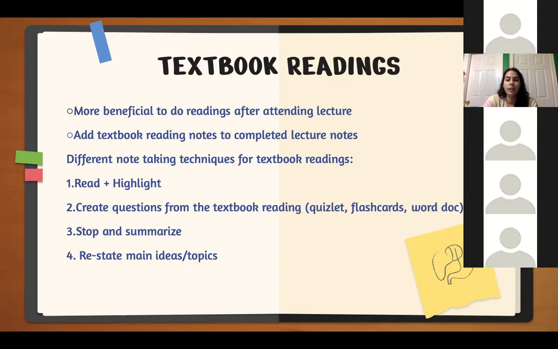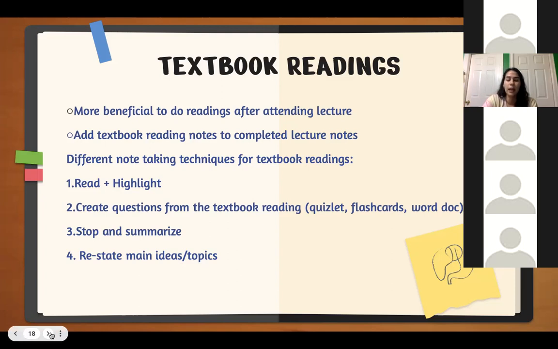And the third technique is to stop and summarize. After 2 to 3 pages, or after a big or main topic, I like to stop and repeat certain topics and definitions to myself. And this allows me to check my understanding and make notes of areas that I'm struggling with so I can go back to review them, or I could ask my professor or my friends. The fourth technique is to restate many ideas and topics after you're done reading. This is a great way to check your understanding.